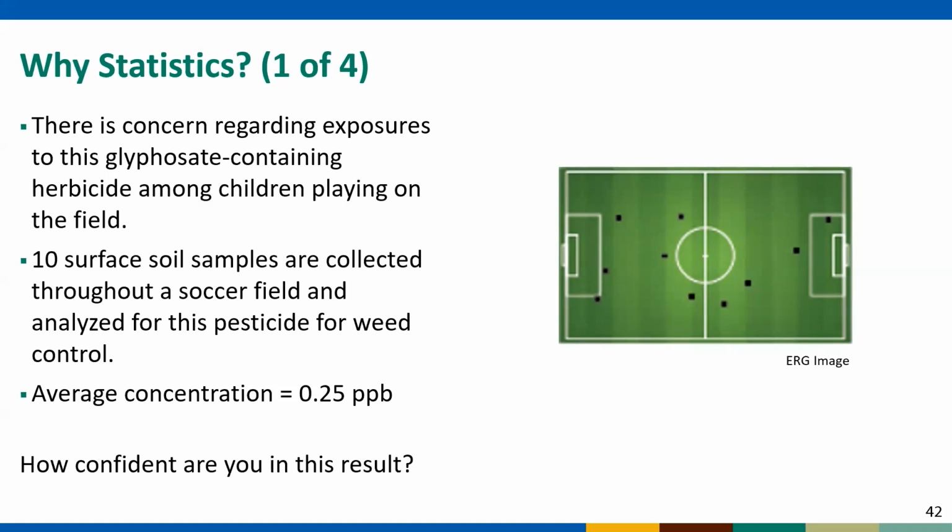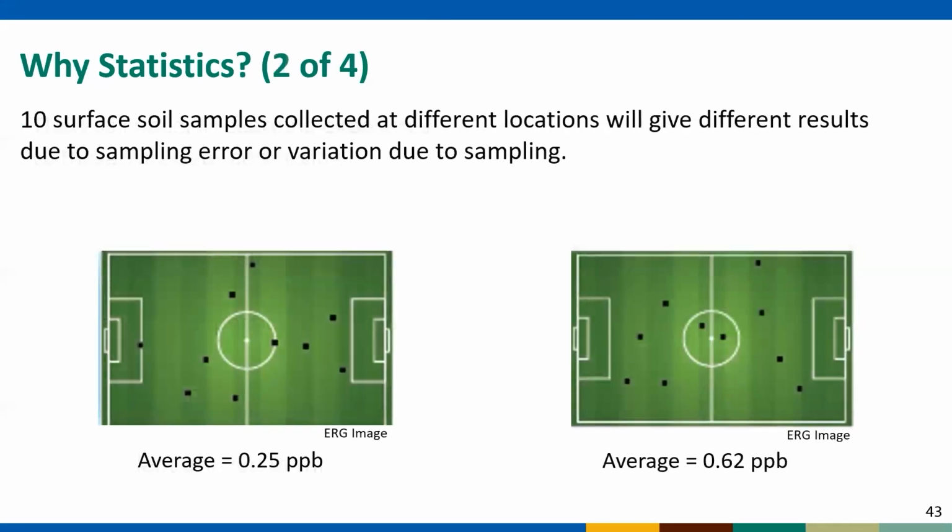Those are rhetorical questions. Now, imagine we collect two random data sets from the same field. On this slide, there are two aerial views of the soccer field with 10 black squares that represent differing sample locations dispersed on the field. Let's say EPA went out and collected their sample, and the contractor for the county park system went out and collected their sample. And they both used the same collection methods and analytical workup.